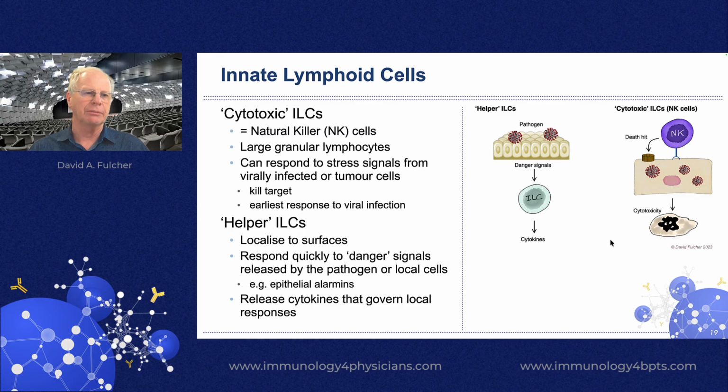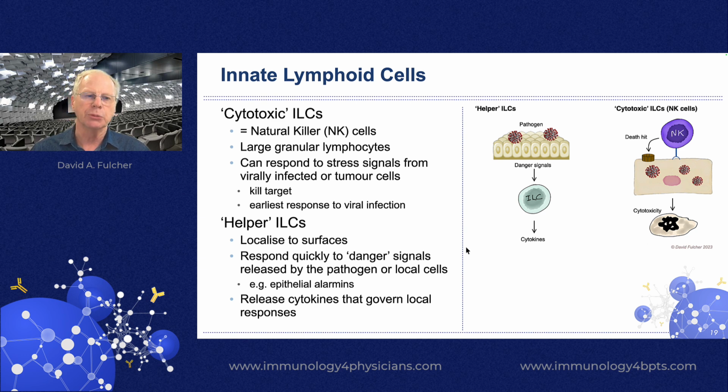Okay, our final and perhaps most recently delineated innate cell are the innate lymphoid cells, or the ILCs. Now, we've known about cytotoxic innate lymphoid cells for many years, and we call those natural killer cells. So the natural killer cells are a significant proportion of our circulating lymphocytes, maybe 10-20%. Under the microscope, they look like large granular lymphocytes, and they respond to a number of signals from virally infected or tumour cells, and they respond by killing their target, hence their name.